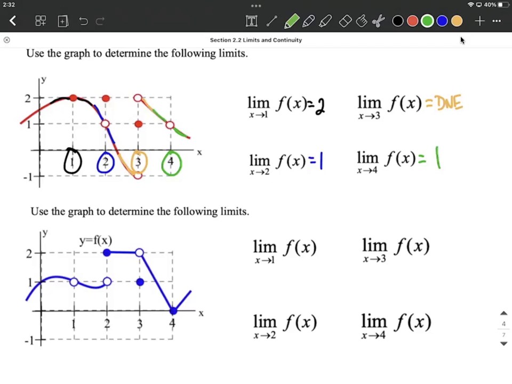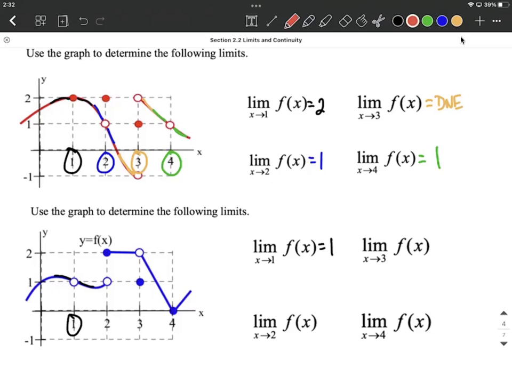All right, down to the blue graph at the bottom. Let's take a look at the limit as x approaches 1. From the left side, looks like we get close to 1. From the right side, a y value of 1 as well. Even though that point's not there, that's not necessary for this limit to exist. That limit is going to be at 1.